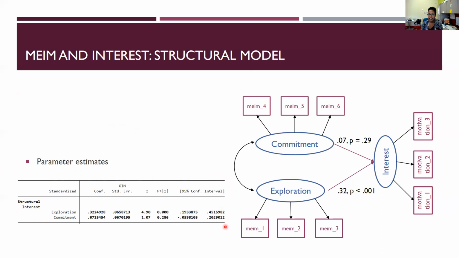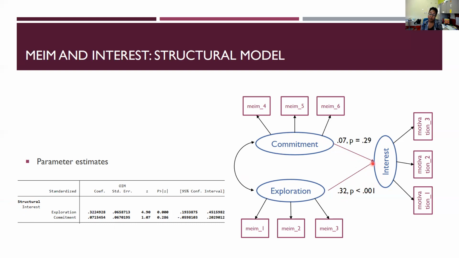And this is where it's going to be just like path analysis, where you see it says structural, and this is why it says structural now, if you remember from path analysis. And we have our 2 direct effects. So when we're looking at whether commitment has a significant relationship to interest, we see that it's not significant. And when we look at expiration, it does have a significant effect on interest.